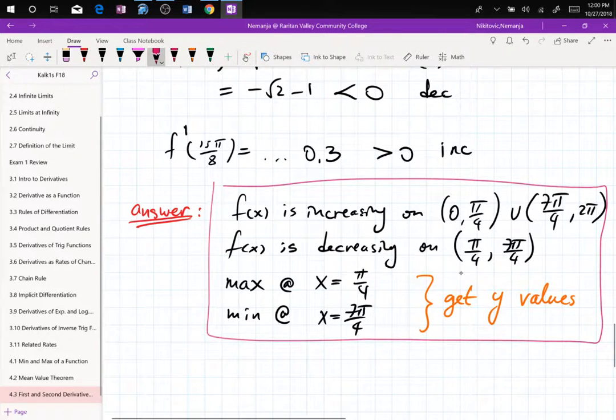To make sure you understand, the function is increasing. On the graph it will be going up to the right, decreasing goes down to the right, and then increasing again. This is the first derivative test. It's a very structured procedure.